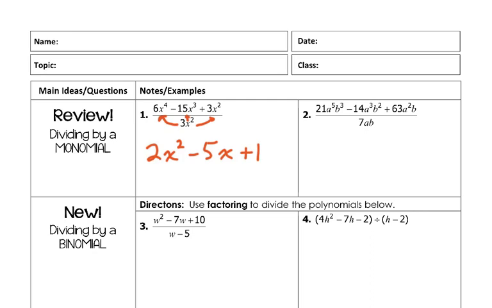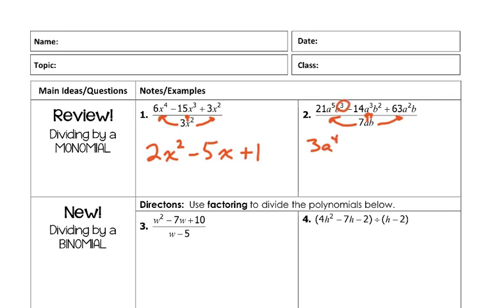It's just dividing. And then this one, we're dividing here, and we're dividing here. 21 divided by 7 gives us 3. A to the 5th divided by a to the 1st. That's an a to the 1st there. It's hard to see. Let me just fix that. So a to the 5th divided by a to the 1st here will give us a to the 4th.